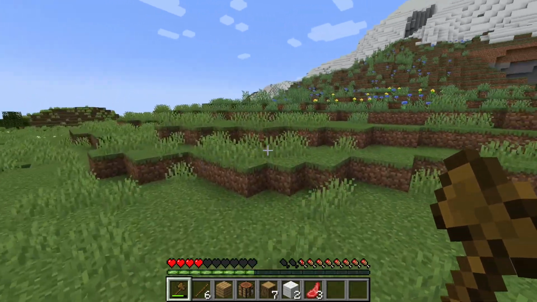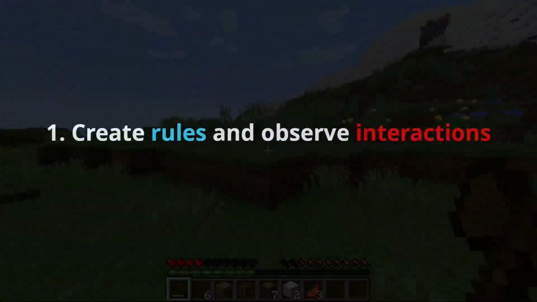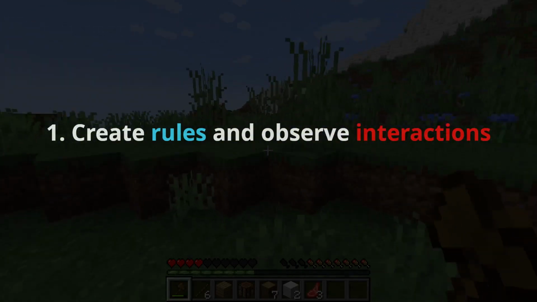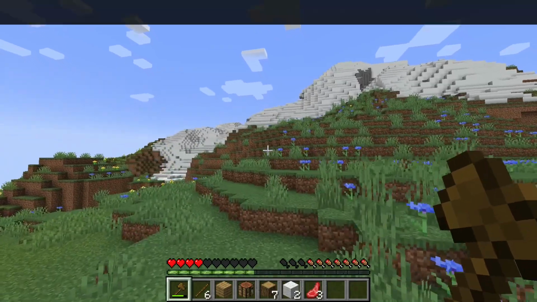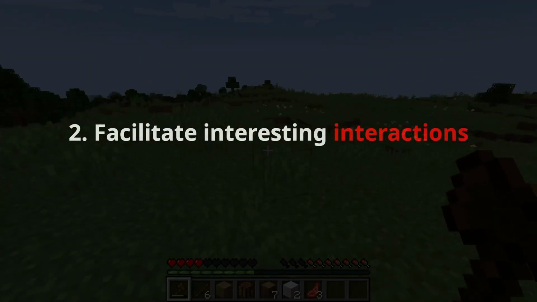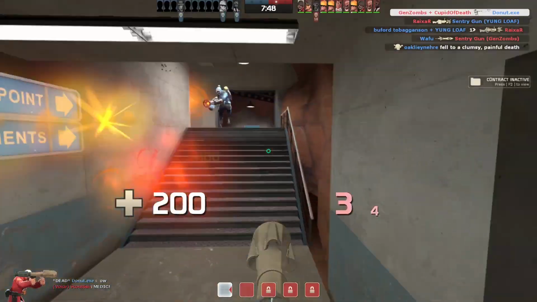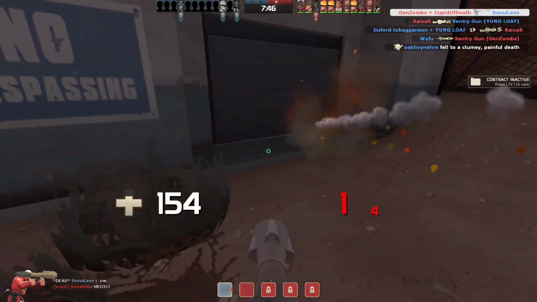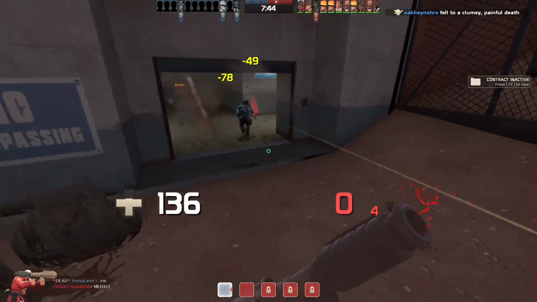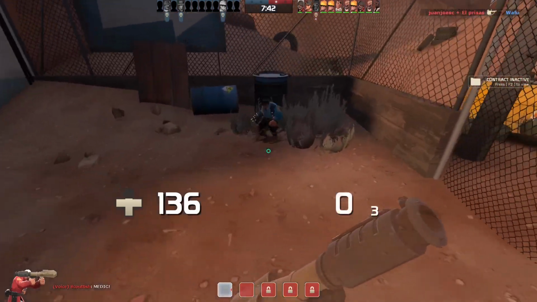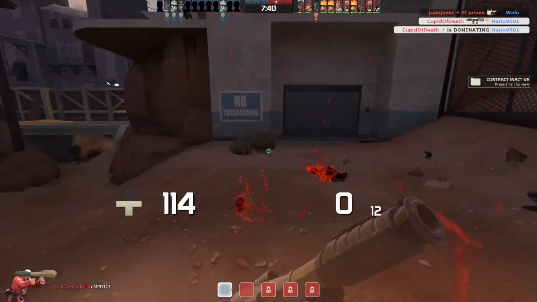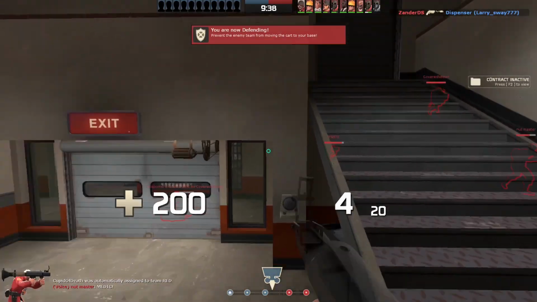Here's a simple 2-step process. Step 1. Come up with some rules and observe the interactions that arise. Step 2. Facilitate the interactions that seem interesting or fun. I'll leave you with another example from TF2 again to drive the point home of how developers leverage interactions to make a game enjoyable. We're going to be taking a look at the Soldier class this time.